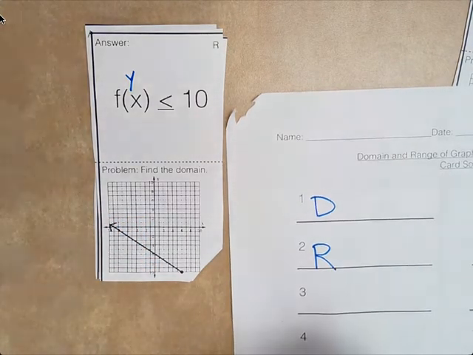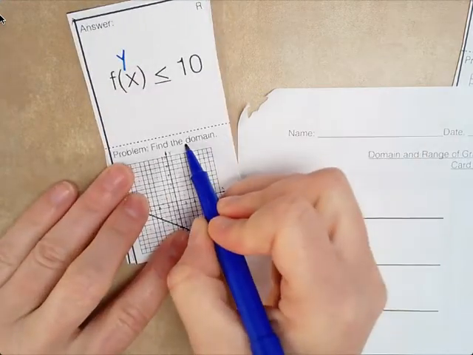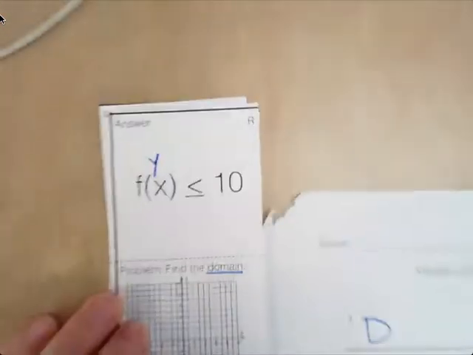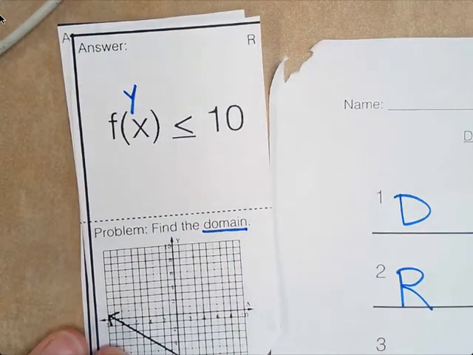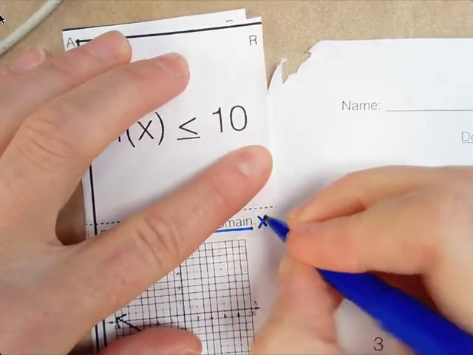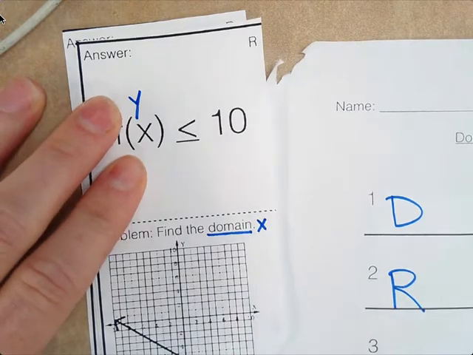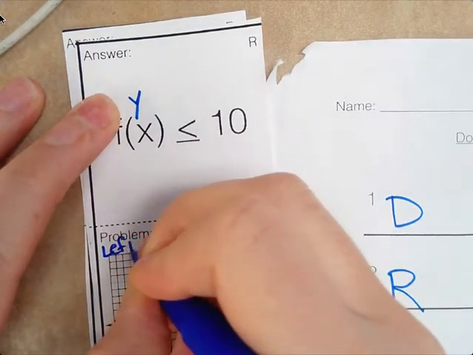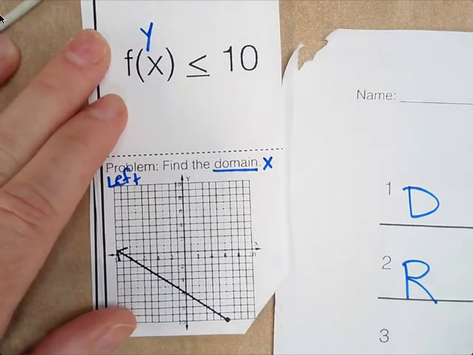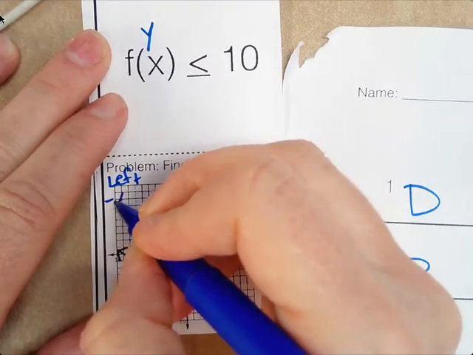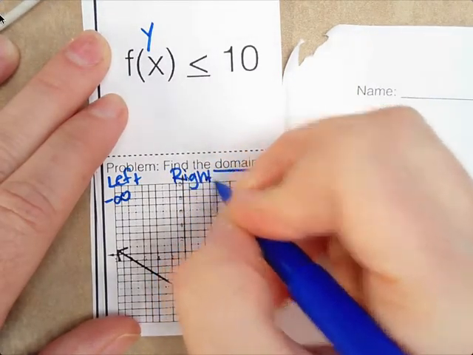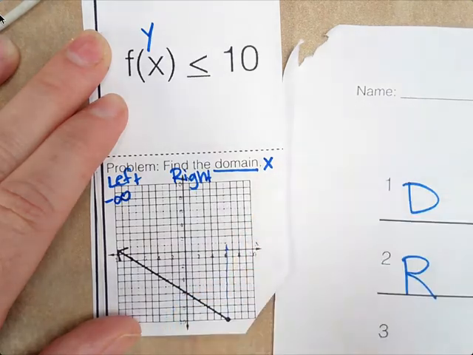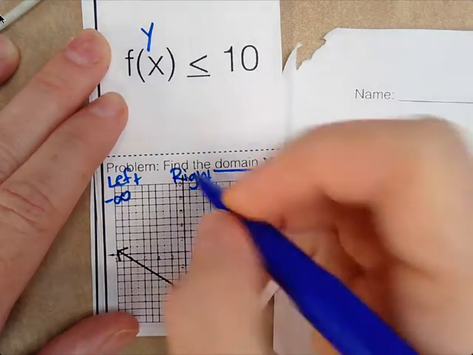Okay, let's go to the next one. Find the domain. What is the domain? What values are we looking at when we do domain? X. So we're going to look left and right. So how far left? How far left does it go? Yeah, negative infinity. And how far right? Right. 6.